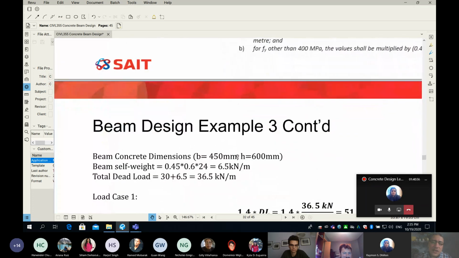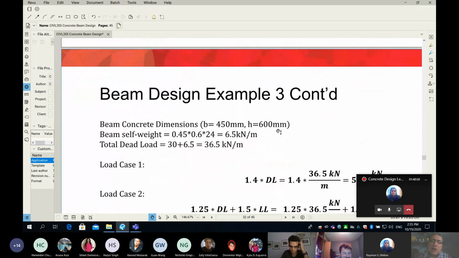And now I know that my beam width is 450, my beam height is 600, so I can find the self weight of the beam. B times H times gamma concrete, always 24 in our class. And then we got 6.5 kilo Newton per meter.